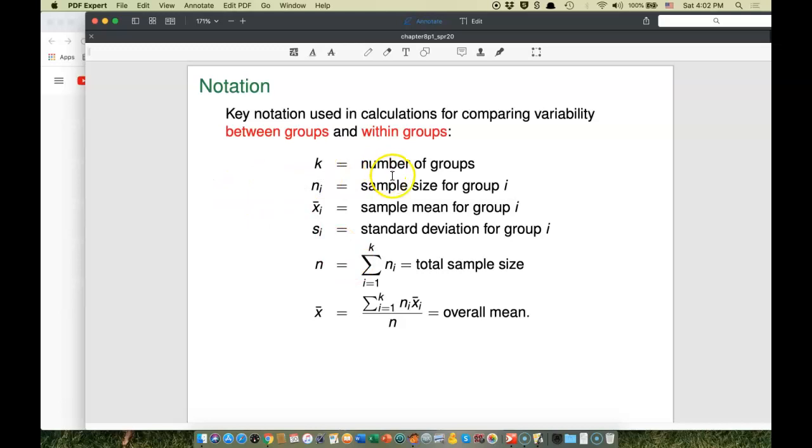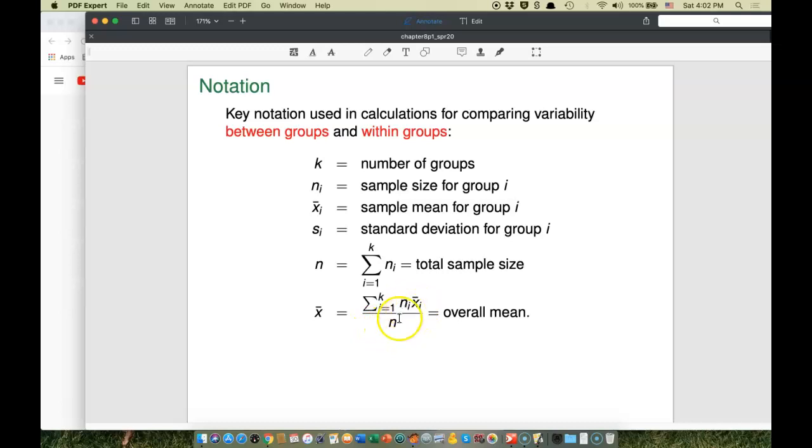So k is the number of groups. n_i is the sample size for each group. We have the sample means for the groups, group 1 through group 6, and the standard deviations for each group. For the total sample size, we get N by adding up all the individual sample sizes. And we can think about an overall mean either by adding up all the observations and dividing by N, or we can also think of it as a weighted average, really.